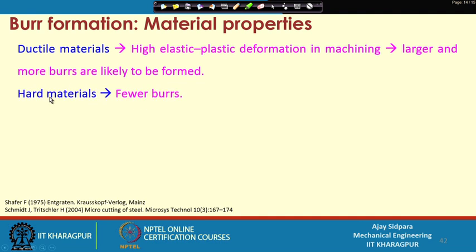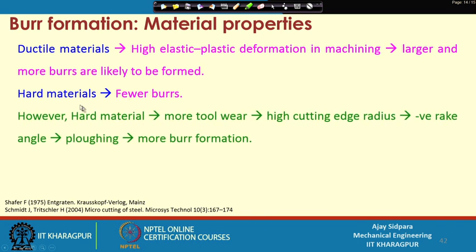And with a hard material you will get less burr, because it is exactly the opposite of this. But there is a problem with hard material also, because if you machine a hard material, your tool wear will be very high. We have already seen the effect of cutting edge radius: it should be very sharp, and if the sharpness is lost by wear, then negative rake angle, plowing, and all these things come into action, and again you get more burr formation.